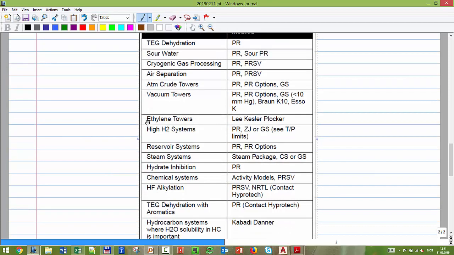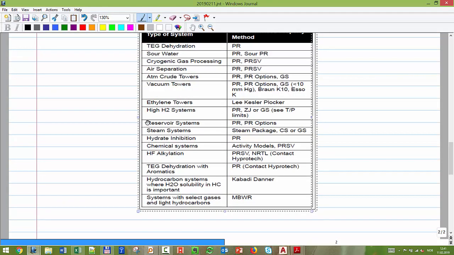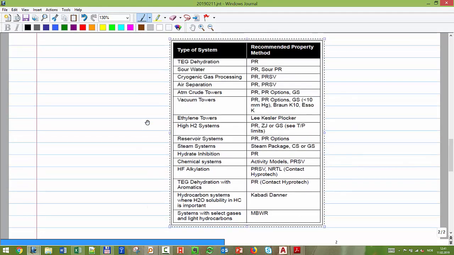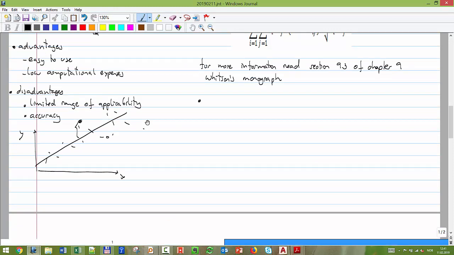And you have here some examples. We're going to be doing an example next week on TEG dehydration, so we are going to have to look a bit into that. So that's like another note. Review.